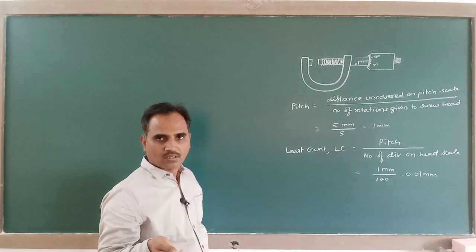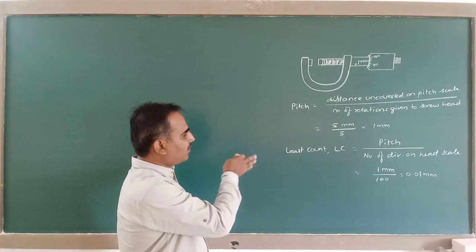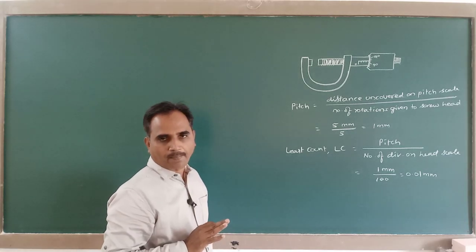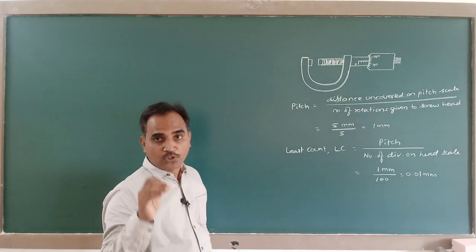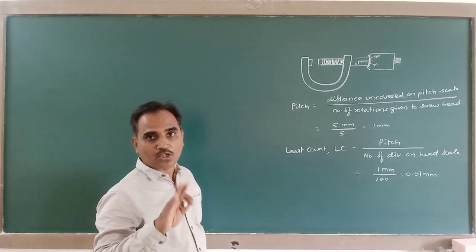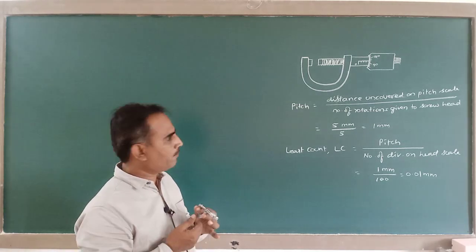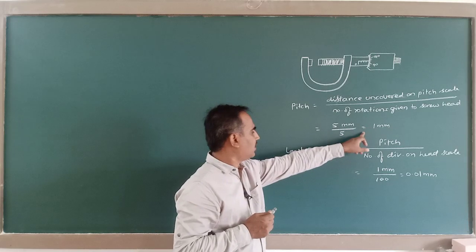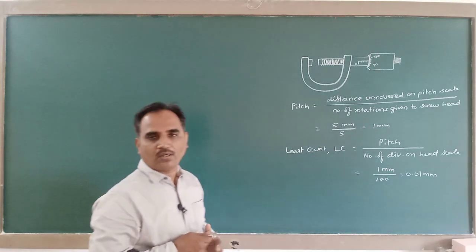So for different screw gauges, pitch and least count can be different. For all the screw gauges which you use in our laboratory, the pitch is 1 millimeter and the least count is 0.01 millimeter.